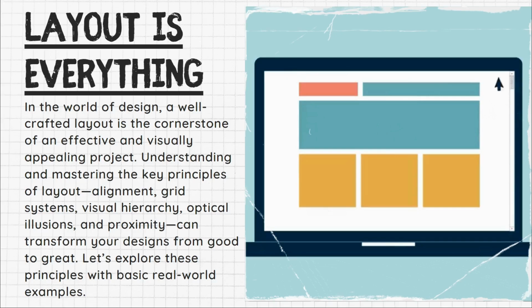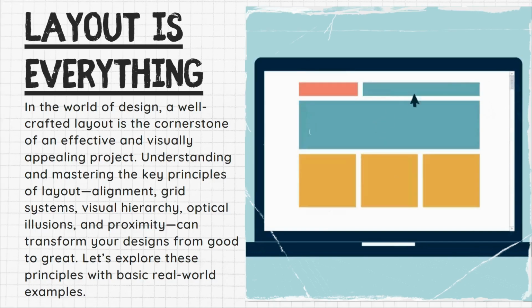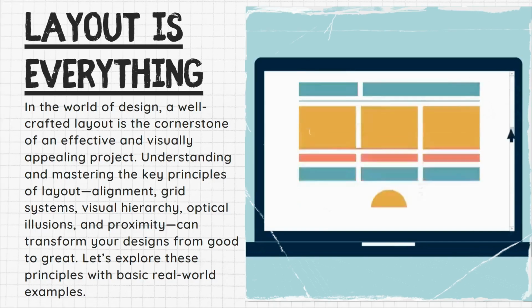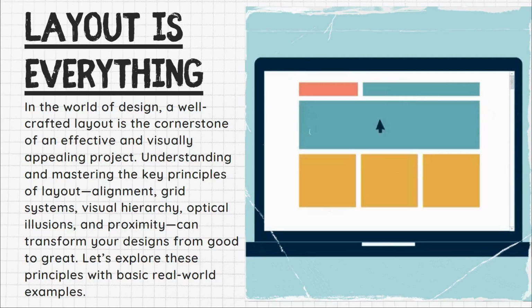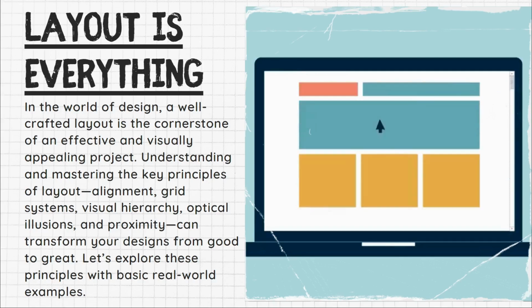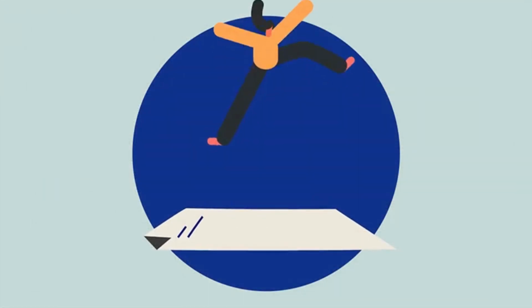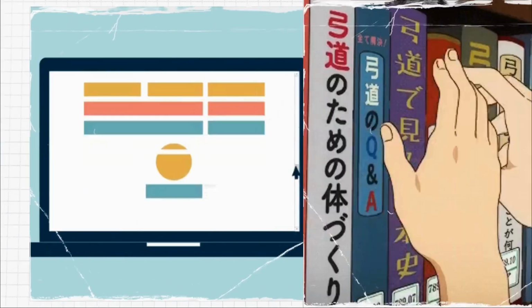In this world of design, a well crafted layout is a cornerstone of an effective and visually appealing project. Understanding and mastering the key principles of layout, like alignment, grid systems, visual hierarchy, optical illusions, and proximity, can transform your designs from good to great, and you can go from a good designer to a better designer. Let's explore these principles with basic real world examples.